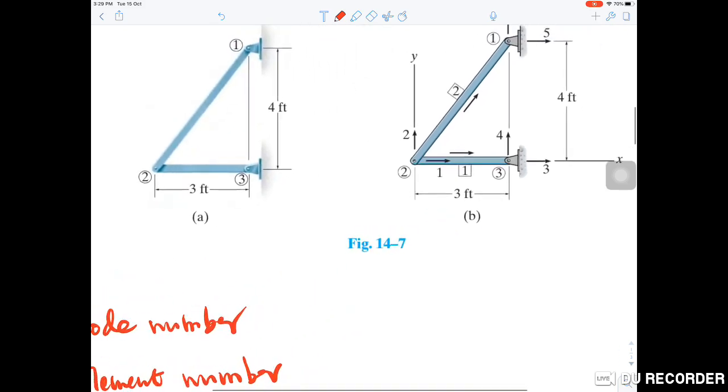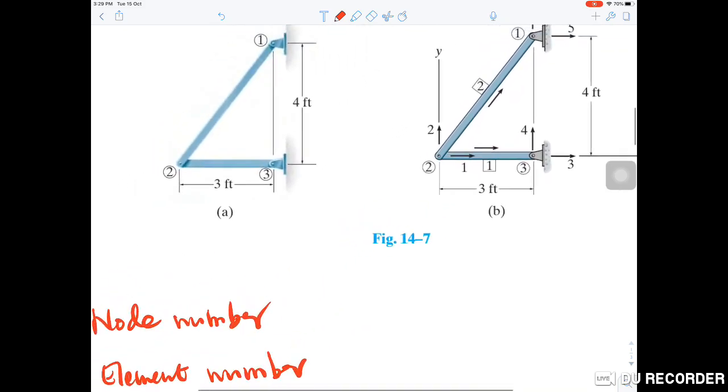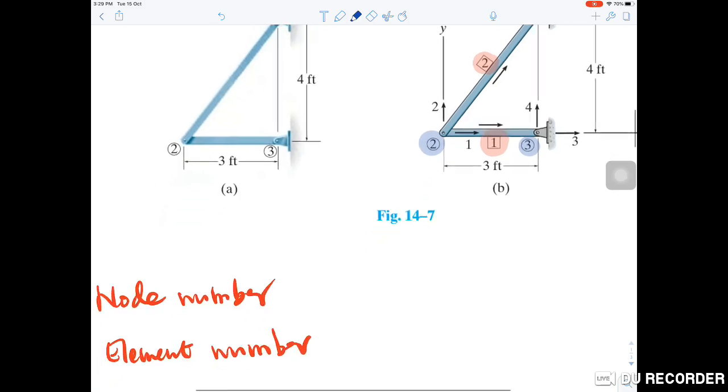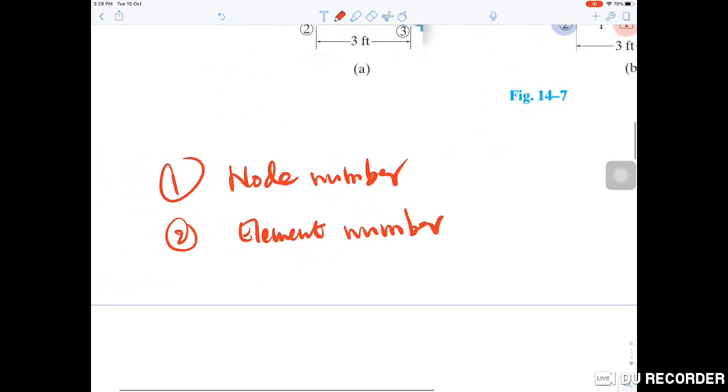And in this question the element number is also given. Element number, remember that element, what is the meaning of element? Element is two nodes combined together. Okay, so we have element 1 and element 2. For node number, we have node 1, node 2 and node 3.